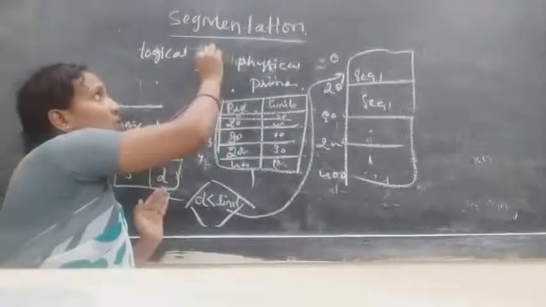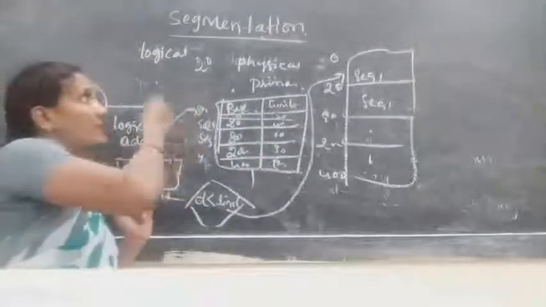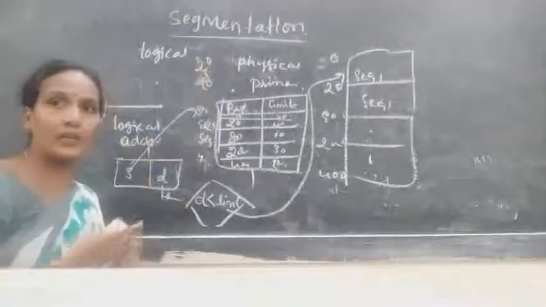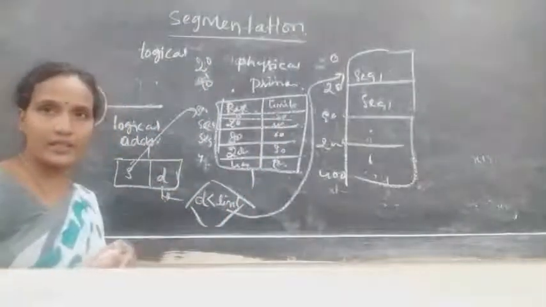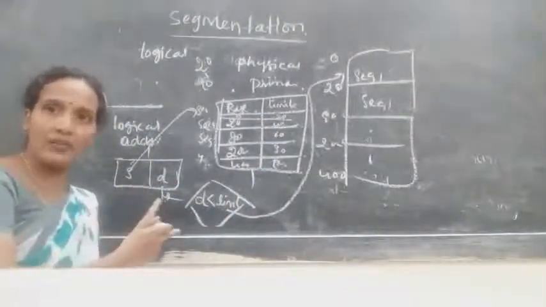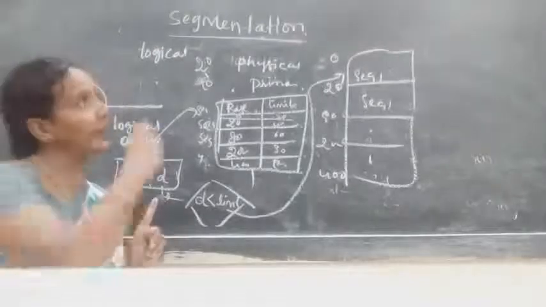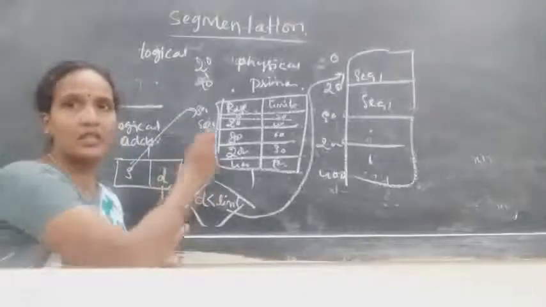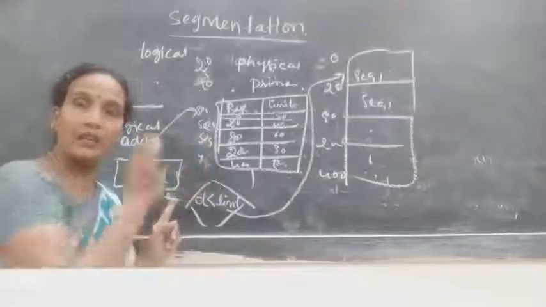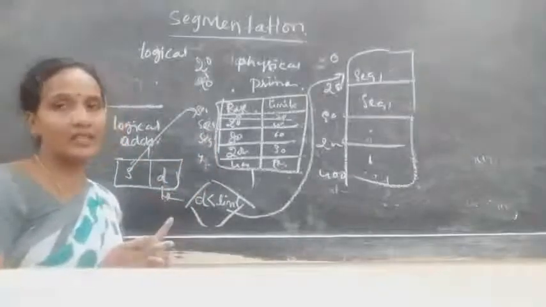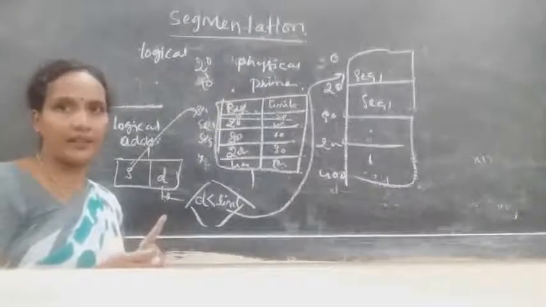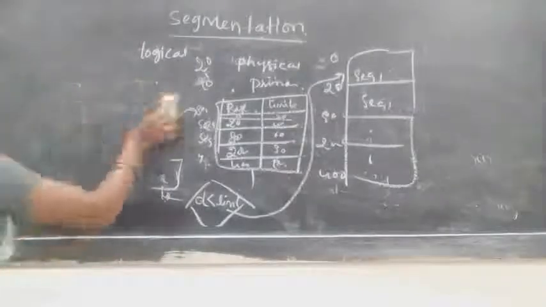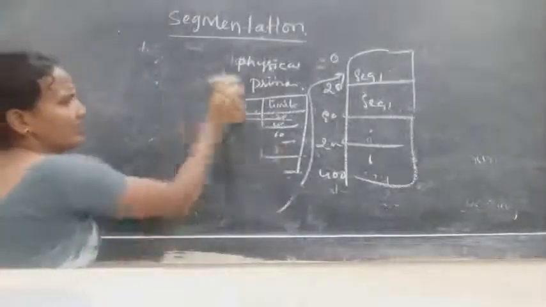Example, the limit is at 20 bytes. If the CPU wants to read 21 bytes, it will generate an error. But if the CPU wants to read only 10 bytes from the 20, there is no error; the CPU can read the content. So whatever offset is generated by the CPU is always compared with the limit. If the offset is less than the limit, then the CPU can read the content from the main memory. If the offset generated by the CPU is greater than the limit, then it will generate an error. Understood? So this is how your logical address is translated into a physical address.